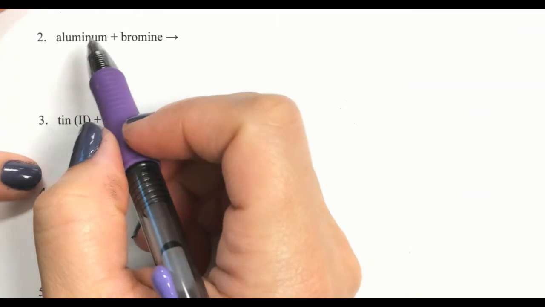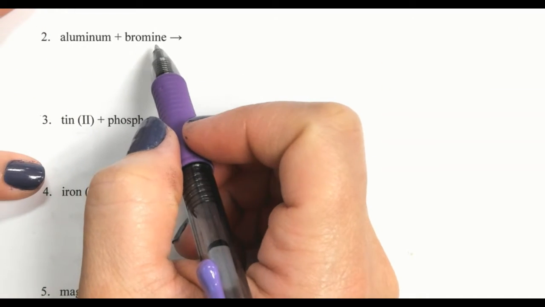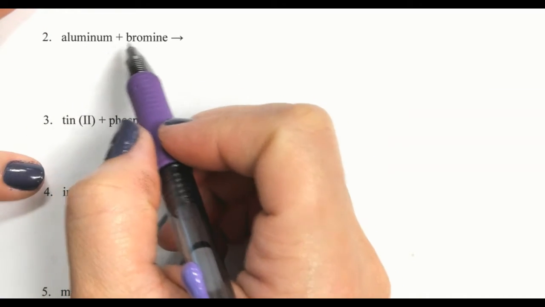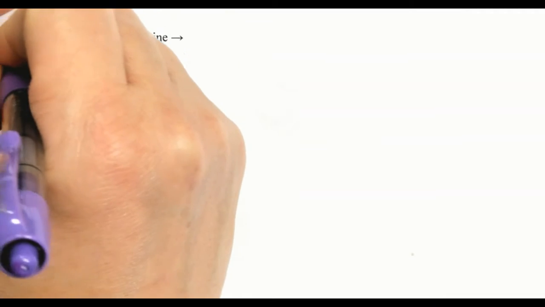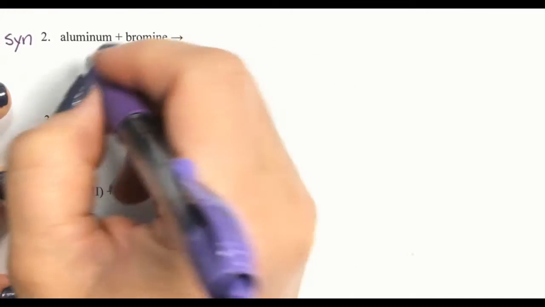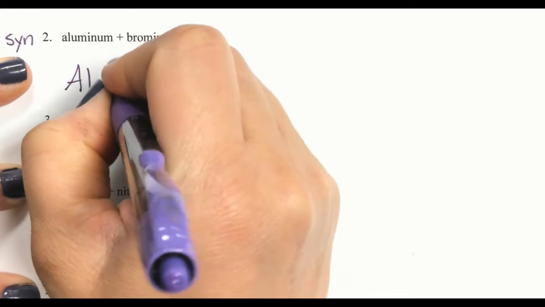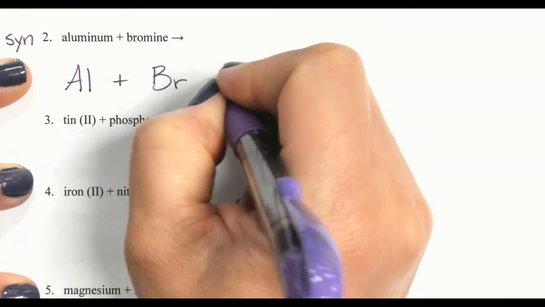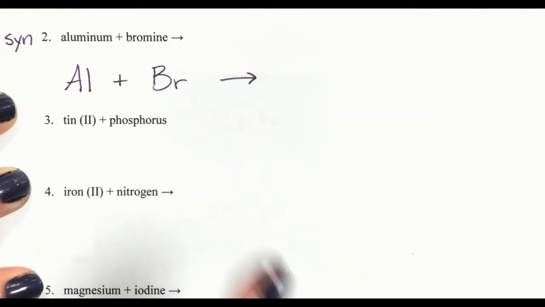Number 2, we have aluminum plus bromine. So because these are single element plus single element, this is a synthesis reaction. So that means that they're going to combine. Let's translate this. Aluminum is Al plus bromine is Br, and then we'll draw the arrow.